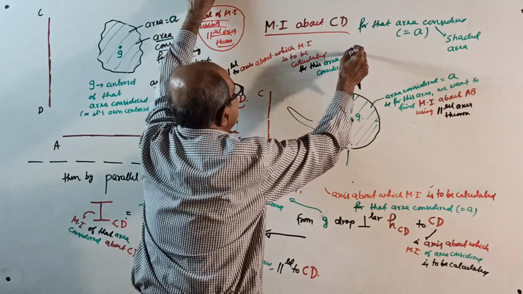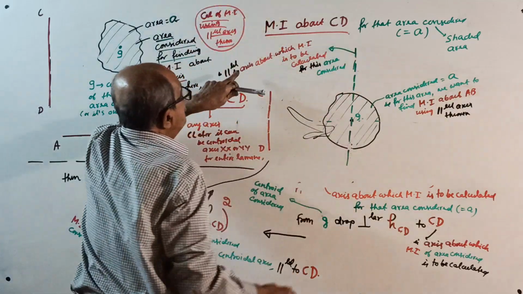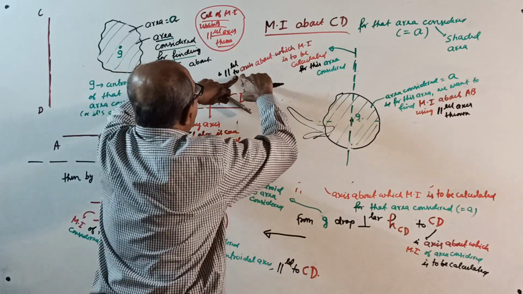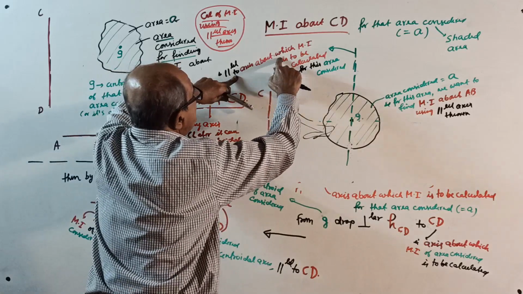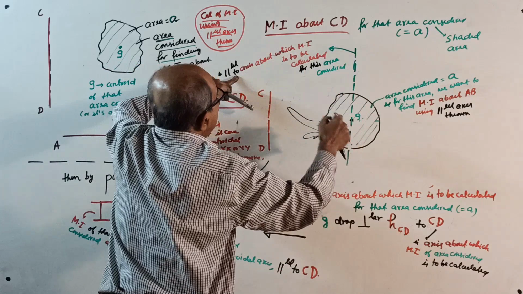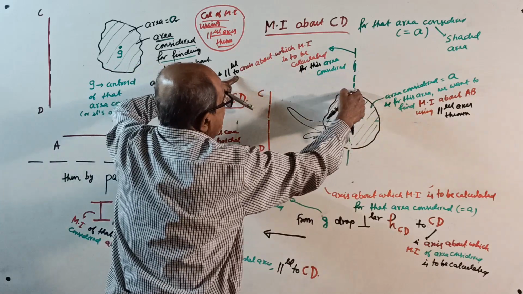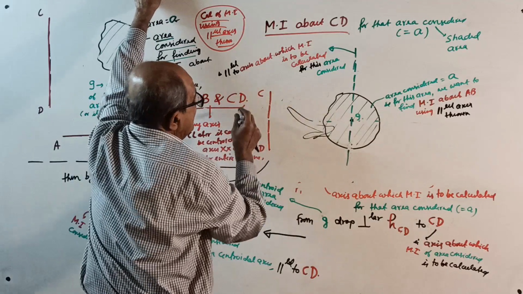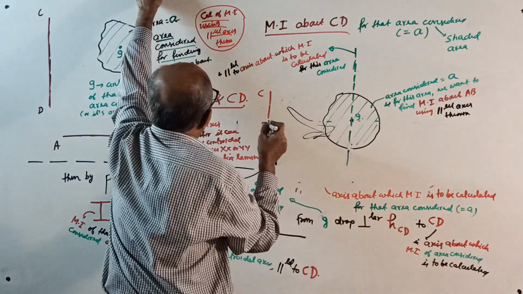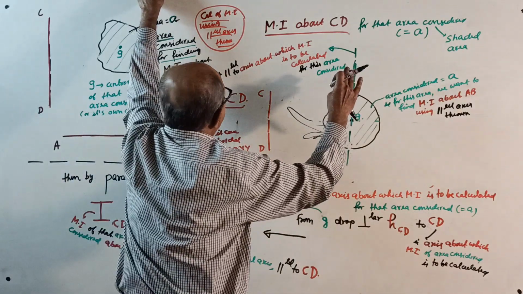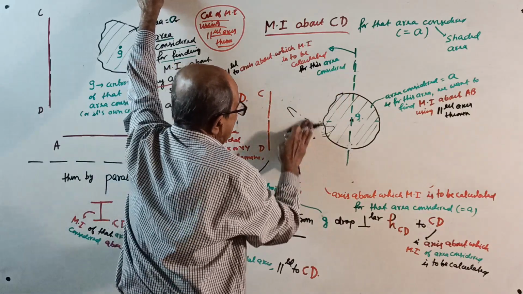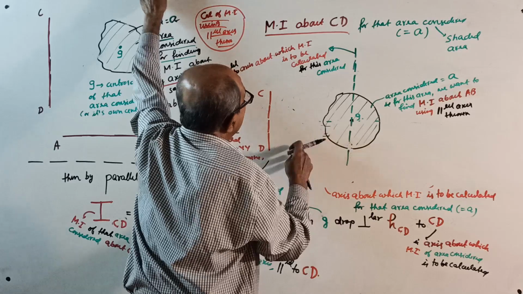See, this is parallel to the axis about which moment of inertia is to be calculated for this area considered. This is, that is parallel. I will take one minute here. What did I write there? Oh no, something I wrote there. Okay, leave it. I will tell you. I don't know what I wrote there.